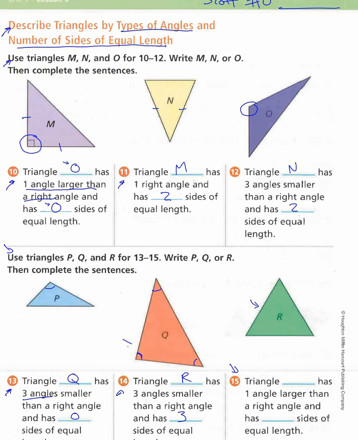Let me erase that so I can see a little clearer. It has one angle that is larger. So yep, that's P. How many sides of equal length do you see there? Yeah, again, I don't see any sides of equal length on that one either.